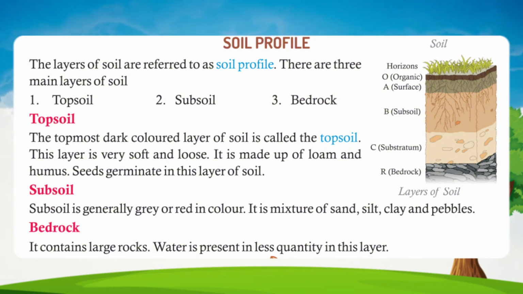Topsoil. The topmost dark-colored layer of soil is called the topsoil. This layer is very soft and loose. It is made up of loam and humus. Seeds germinate in this layer of soil. Subsoil. Subsoil is generally grey or red in color. It is a mixture of sand, silt, clay and pebbles. Bedrock. It contains large rocks. Water is present in less quantity in this layer.